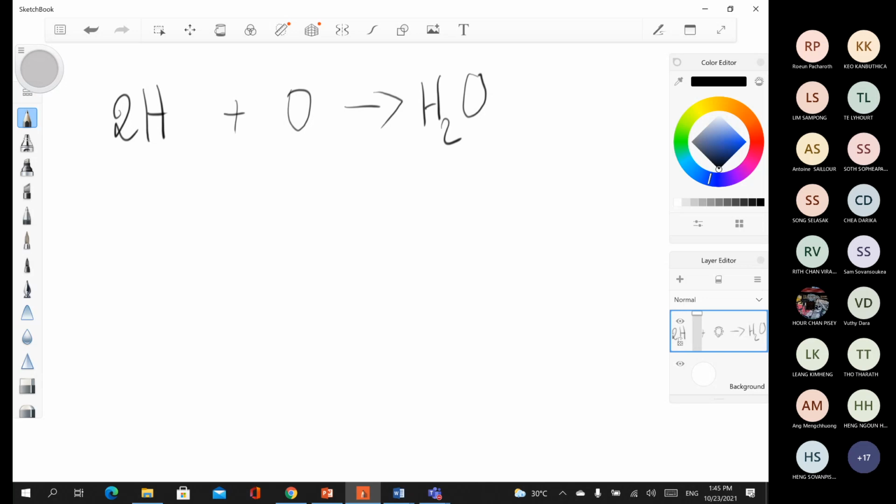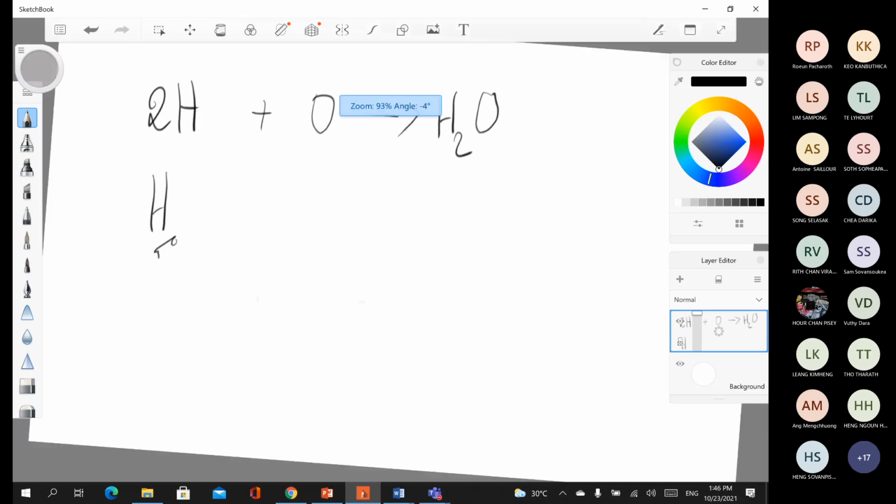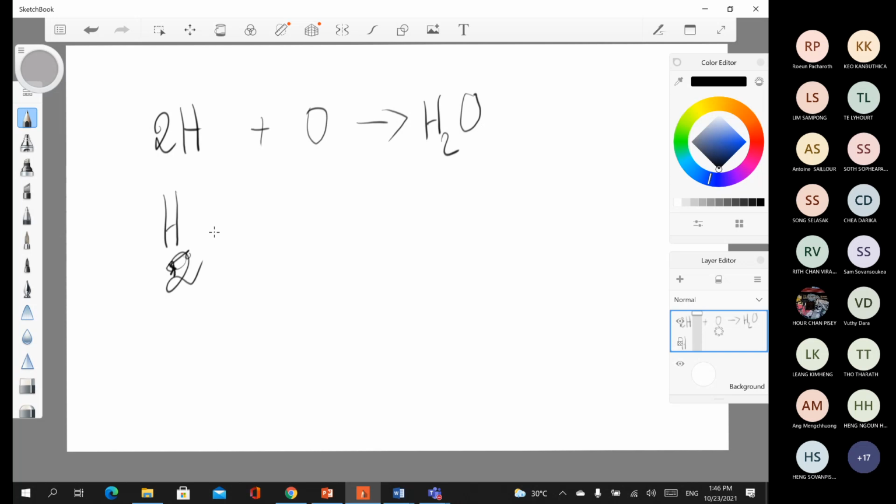So what can I do if I would like to invert the process by having the input as water? After that, I would like to have 2A plus O. How can I do it? Any idea from you?